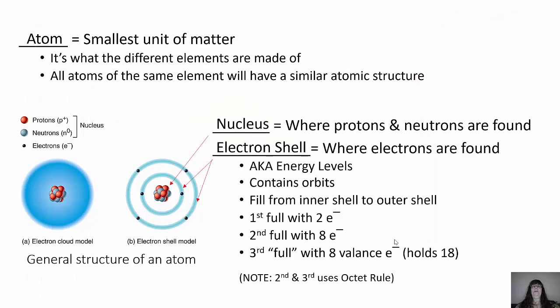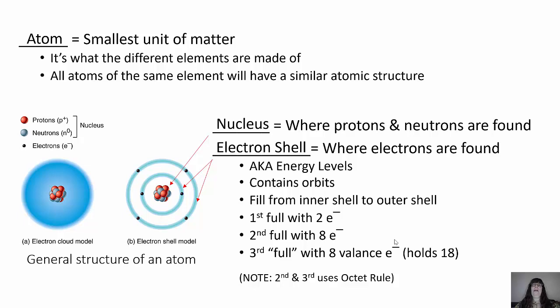So an atom is the smallest unit of matter, and this is what different elements are made up of. All atoms of the same element are going to have a similar atomic structure. Now, atoms are made up of three things: protons, neutrons, and electrons. Protons have a positive charge. So if you just remember, proton starts with a P, positive. Neutrons are neutral. They don't have a charge. So neutron, neutral, they both have the same beginning. And then that leaves electrons with a negative charge.